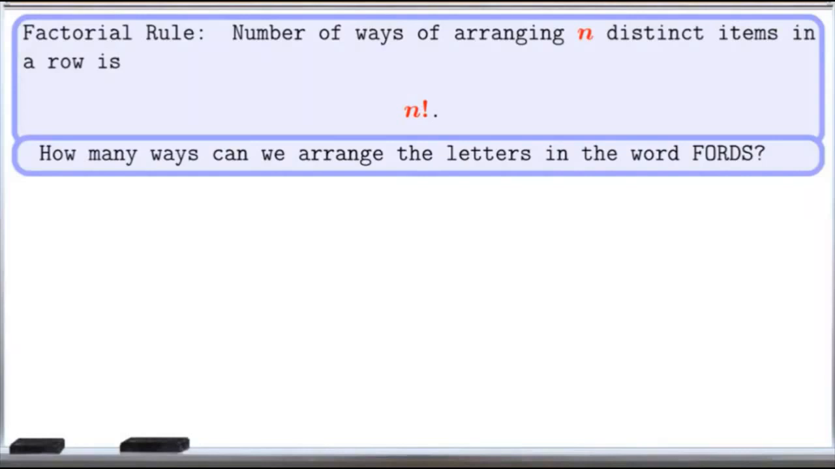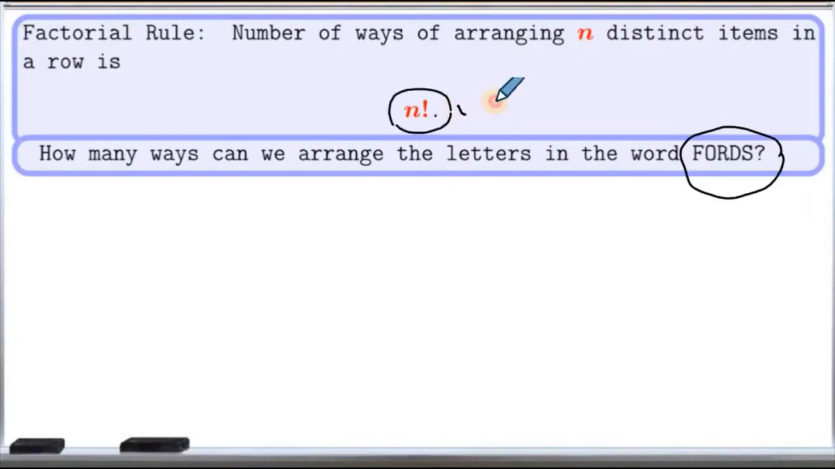So here we are given the word fords. We can rearrange them in many different ways. So one can be ORFDS, other can be DSORF. So there can be a bunch of them. Question is, how many such arrangements are there? So that is given by the factorial rule.